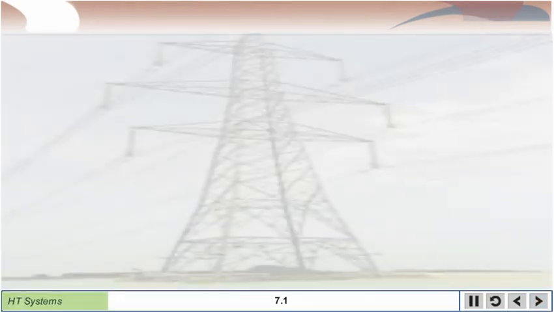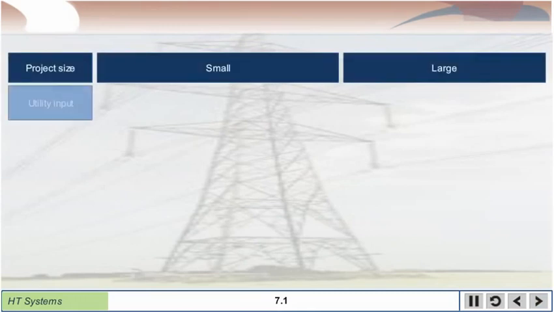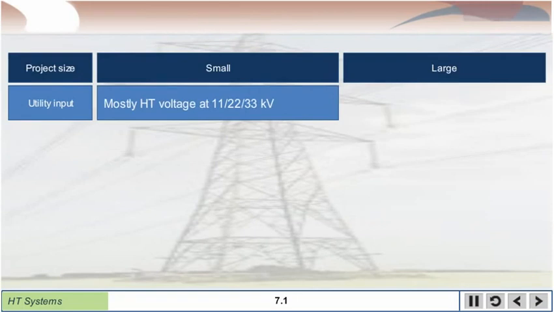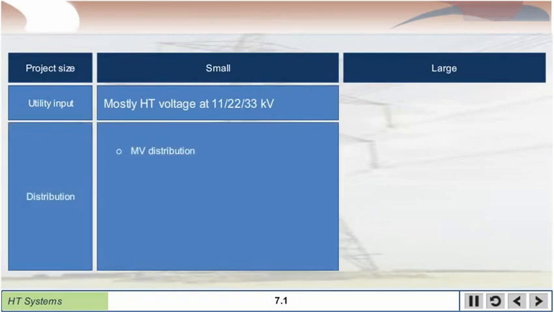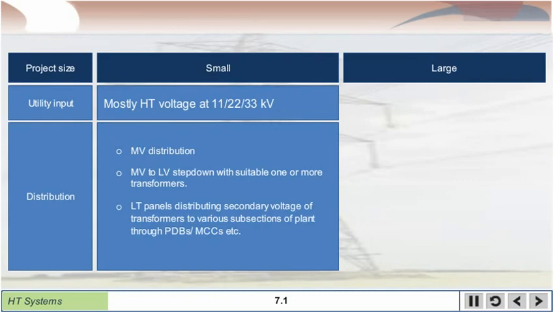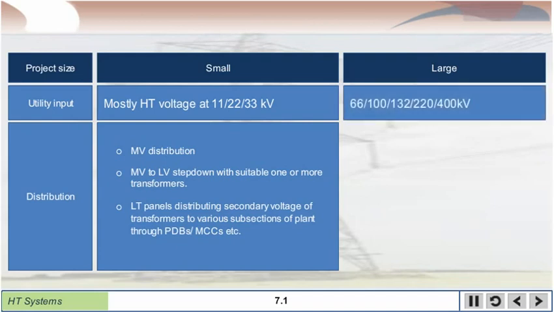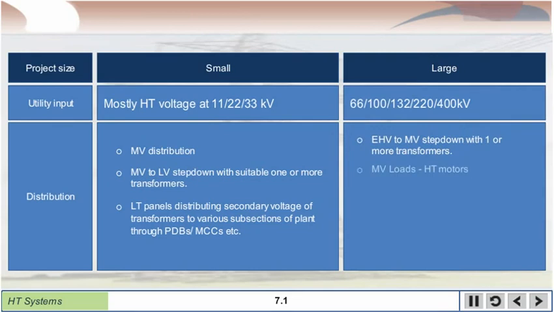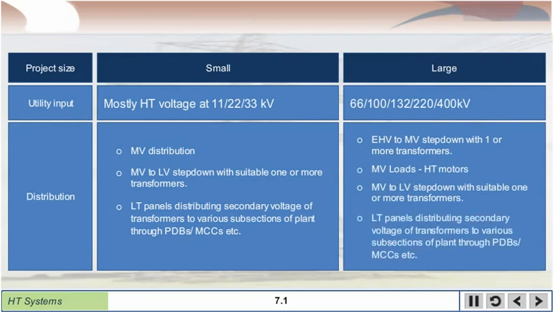A typical electrical project consists of, for small to medium size utility input, mostly HT voltage at 11, 22, 33 kV, MV distribution, MV to LV step down with suitable one or more transformers, LT panels distributing secondary voltage of transformers to various subsections of plant through PDBs or MCCs, etc. For large project, utility input at 66, 100, 132, 220 and 400 kV, EHV to MV step down with one or more transformers, MV loads HT motors, MV to LV step down with suitable one or more transformers, and LT panels distributing secondary voltage of transformers to various subsections of plant through PDBs or MCCs, etc.